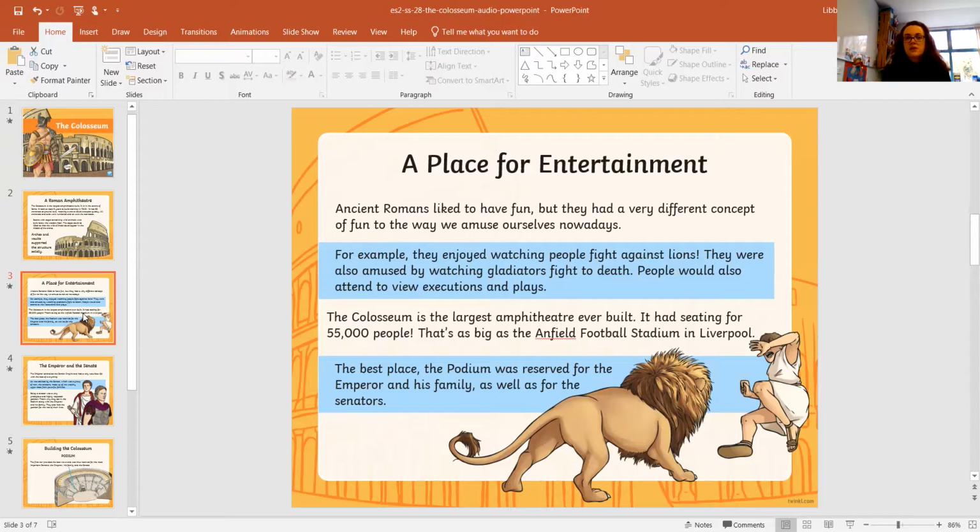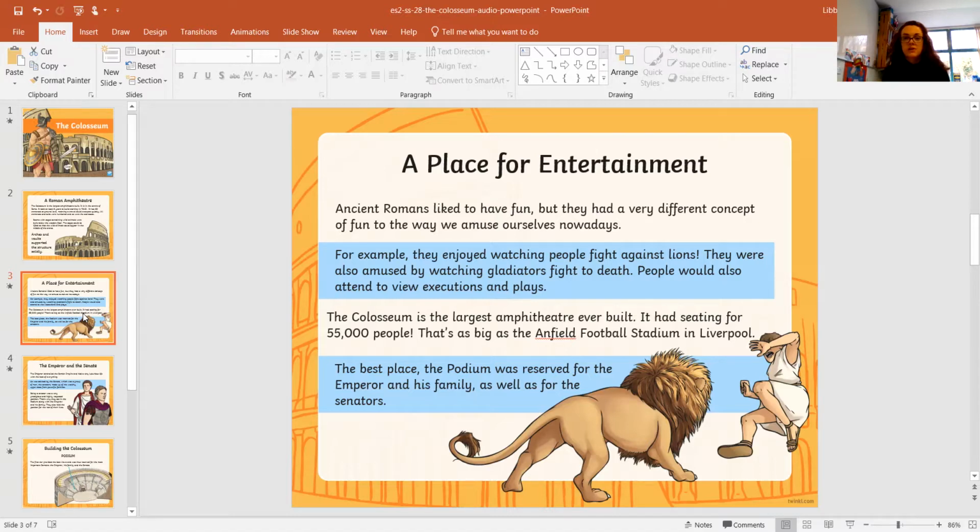So what was the Colosseum used for? The Romans liked to have fun, we know that already, but they had a different way of having fun to what we do nowadays. They couldn't go to the cinema or things like that, but they enjoyed watching people fight. So we know about the gladiators already, we've touched upon that as well. They were amused by that. They enjoyed watching gladiators fight, and to the death as well. So one of them would die.